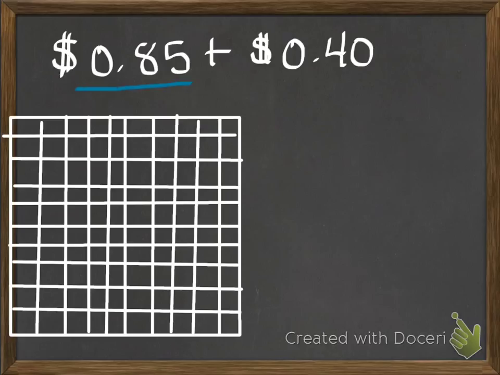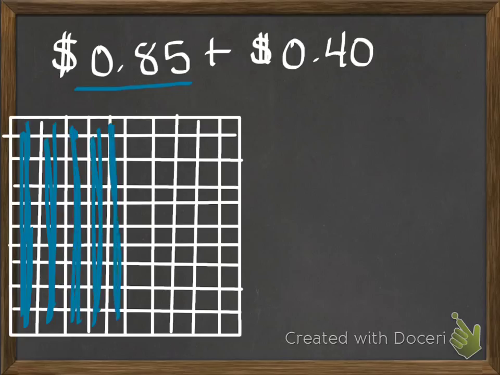So my first decimal is 85 cents. So I'm going to use my marker and I'm going to fill in 85 of these tiny little boxes out of 100 to show 85 cents. So each row I know is worth 10. So I'm going to fill in 10, 20, 30, 40, 50, 60, 70, 80, and then 81, 82, 83, 84, 85.